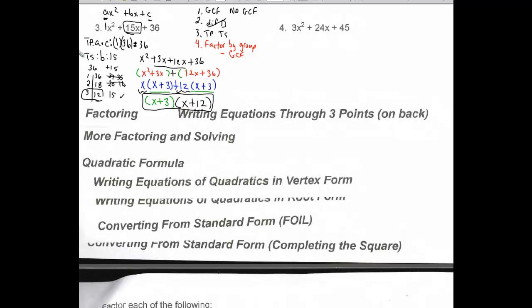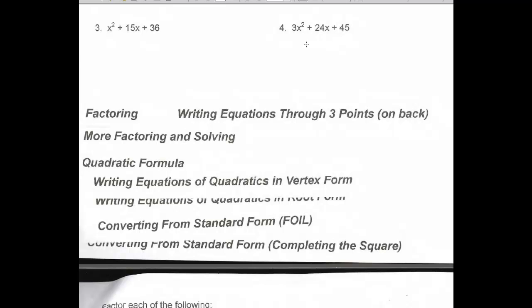Let's look at another example. 3x squared plus 24x plus 45. First thing we want to do is take out the GCF. Looking at all three terms, the factors of 3 are 1 times 3, and the factors of x squared are x and x. The factors of 24 are 1 and 24, 2 and 12, 3 and 8, and 4 and 6. The factors of 45 are 1 and 45, 3 and 15, 5 and 9, and that's it.